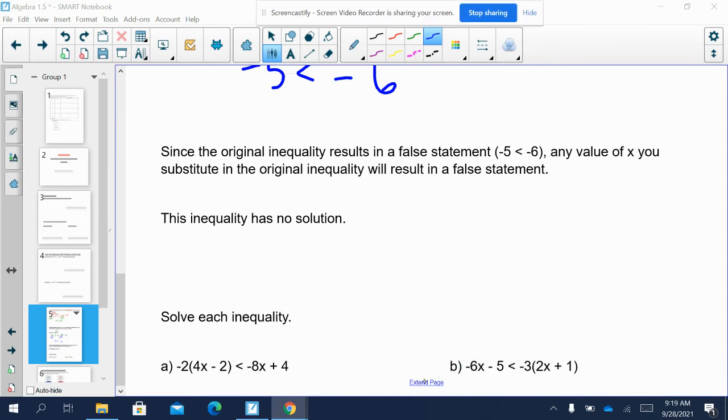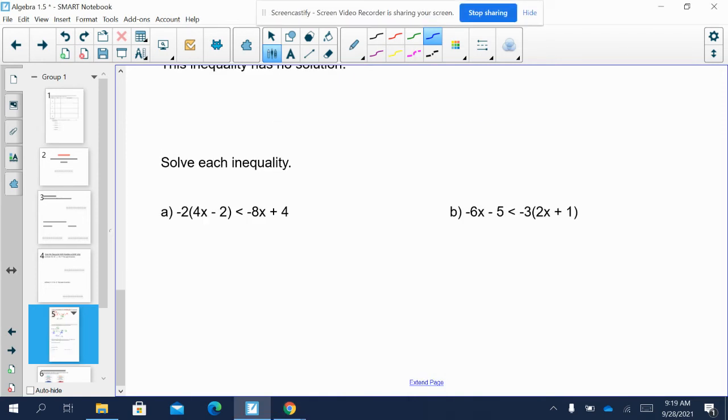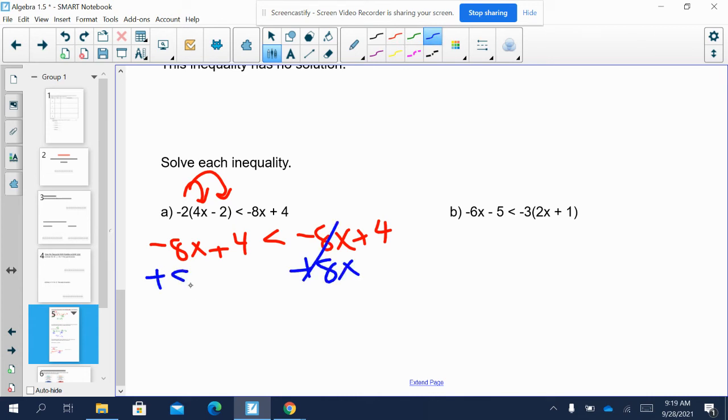So then for homework, we were to do these two problems. Let's see if I can get it into this one video. So we would distribute the negative 2 into the parentheses, and we get negative 8x plus 4 is less than negative 8x plus 4. Being that I have a negative 8x on both sides, I'm going to add 8x to cancel those 8x's out. And I get 4 is less than 4, which is not true. 4 is actually equal to 4, so there is no solution.